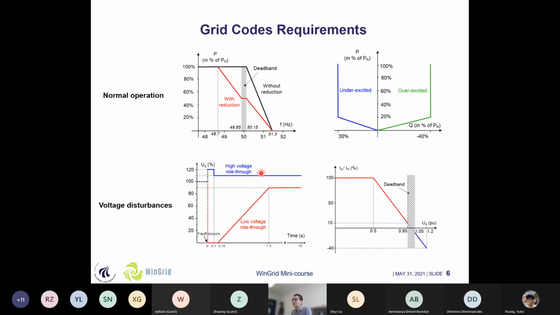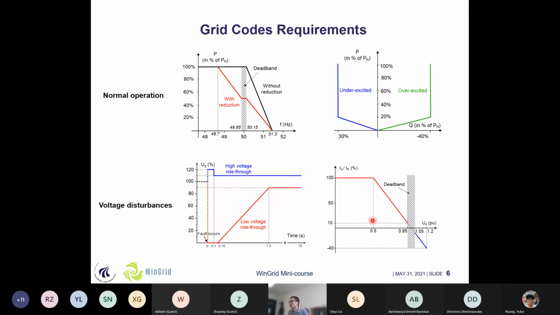In case of high voltage ride-through, the wind turbine needs to withstand up to 20% more than the grid voltage. We can also see that the withstand time at different voltage levels in case of high voltage could be different in this profile. Meanwhile, in case of low voltage ride-through, the wind turbine needs to provide some reactive power to support the grid voltage recovery.